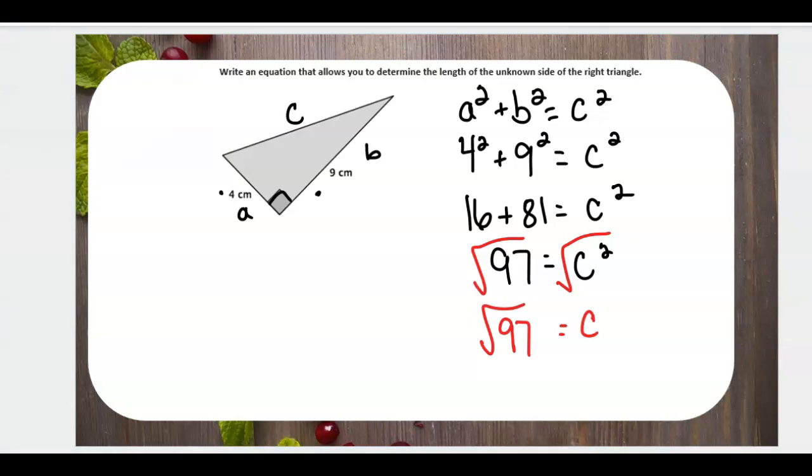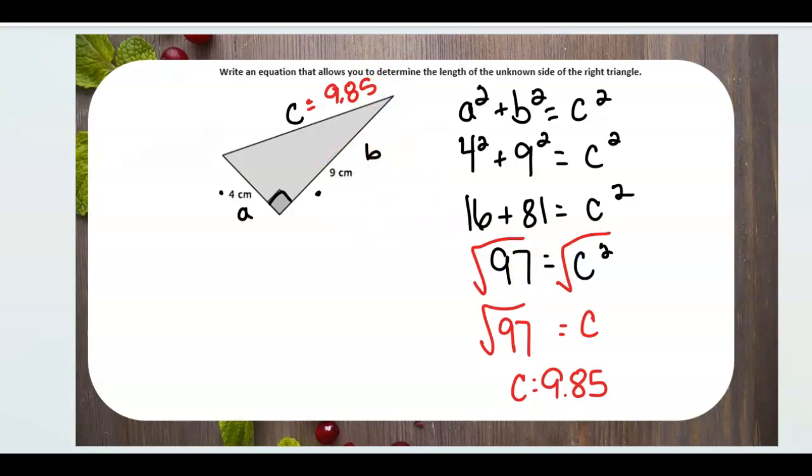Sometimes you can leave it as the square root of 97. Sometimes you can give the decimal answer, which in this case will be 9.85. One thing to remember when we're talking about right triangles is that your hypotenuse should always be your longest side. And in this case, it is our longest side, so that works out.